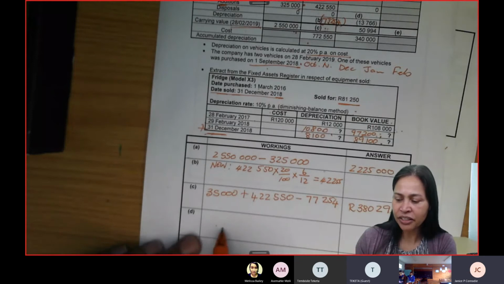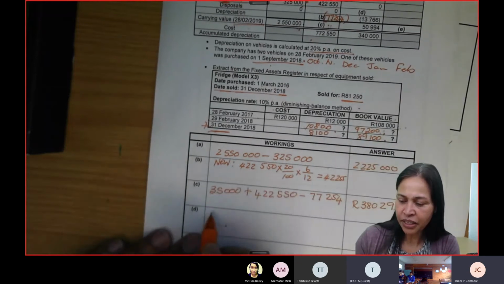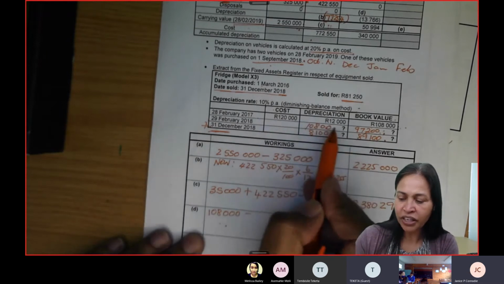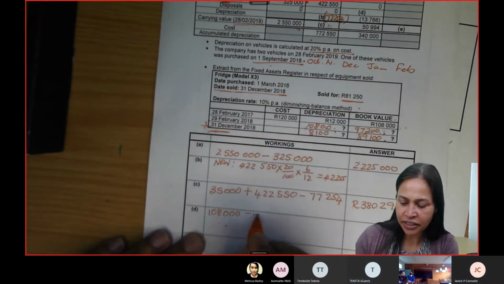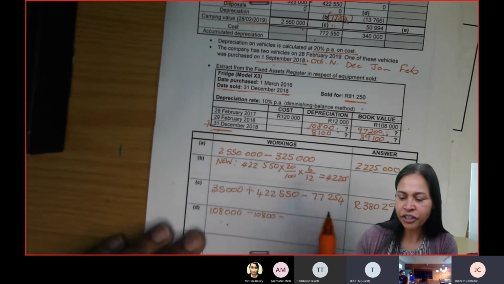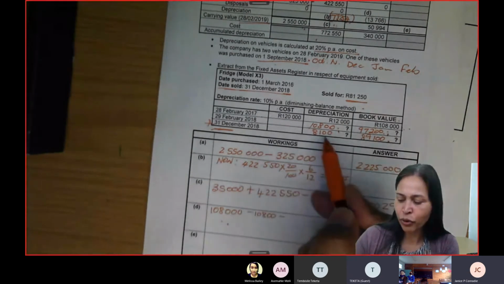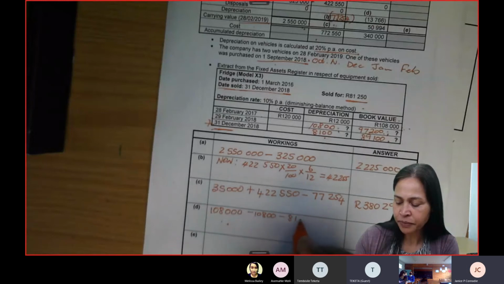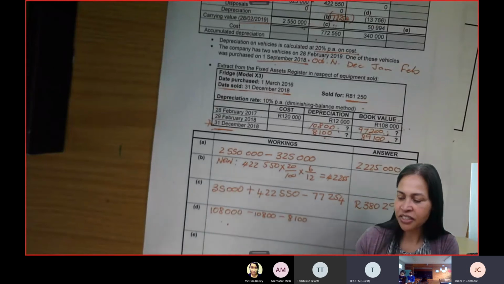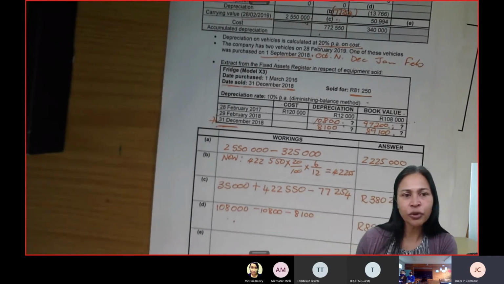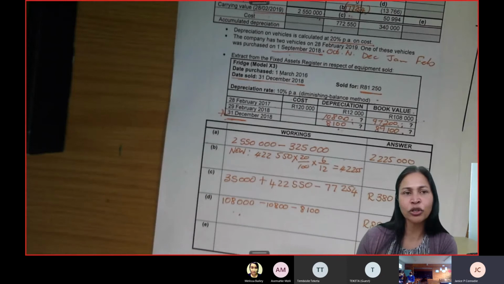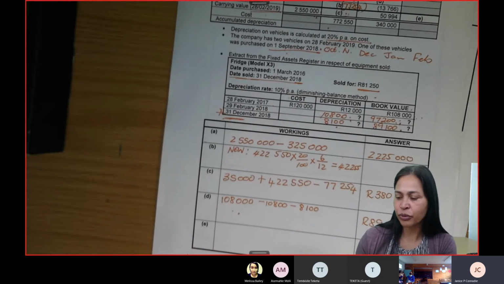And I'm going to take you through that again. We had the 108,000 at the beginning, book value. Then we wrote off that 10,800 the second financial year, and we wrote off another 8,100, and that was for the 10 months that we've had. So that gives us our 89,100. That was a calculation that we did first thing when we started with activity 2.